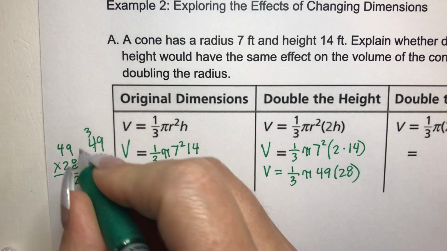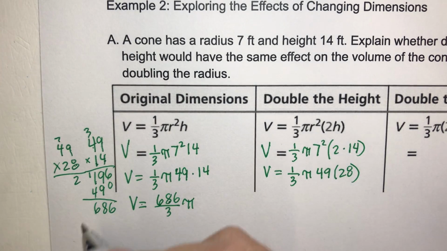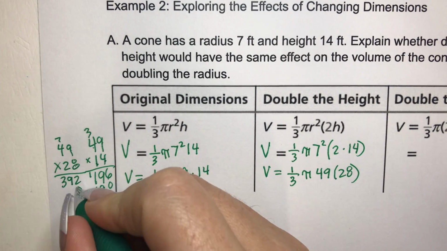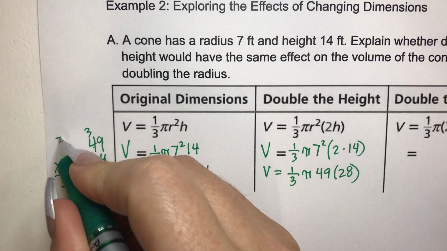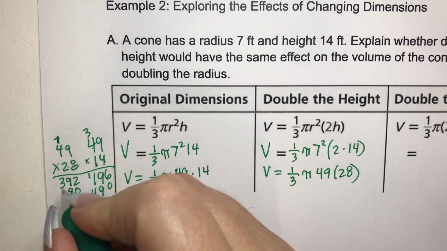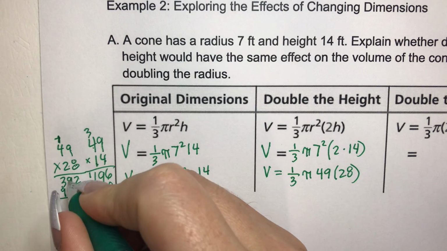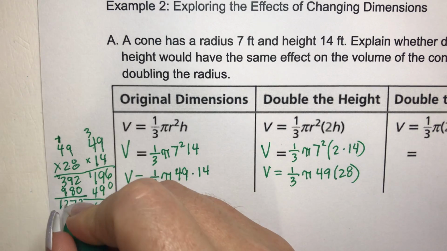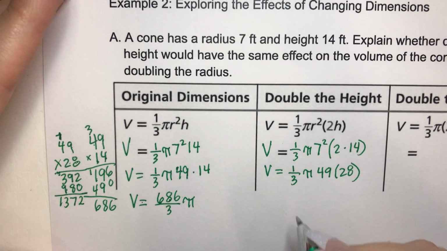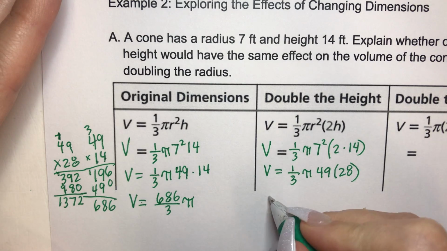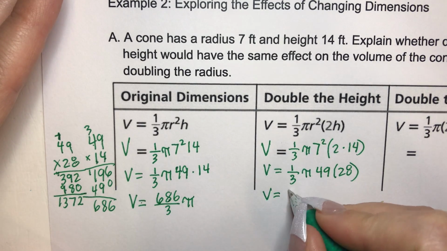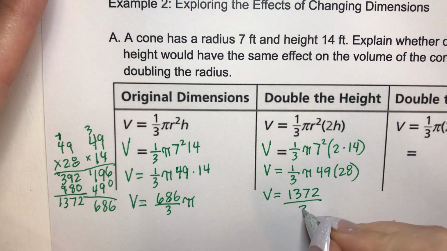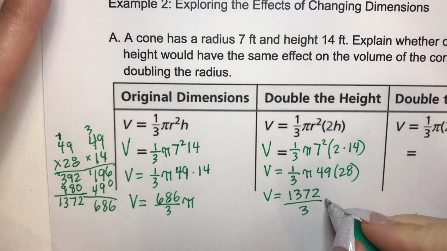8 times 9 is 72. Write the 2, carry the 7. 8 times 4 is 32. Plus 7 is 39. Okay, put the 0 here. 2 times 9 is 18. Write the 8, carry the 1. 2 times 4 is 8. Plus 1 is 9. 9 plus 8 is 17. Write the 7, carry the 1. 9 plus 1 is 10. Plus 3 is 13. So we have the volume equaling 1,372 over 3 pi.